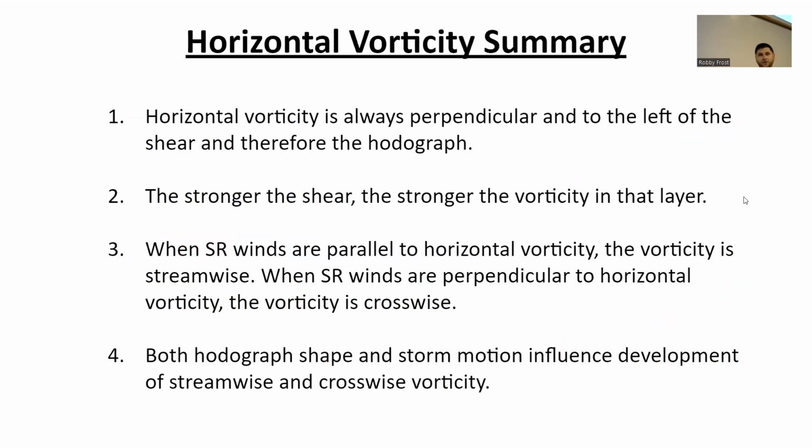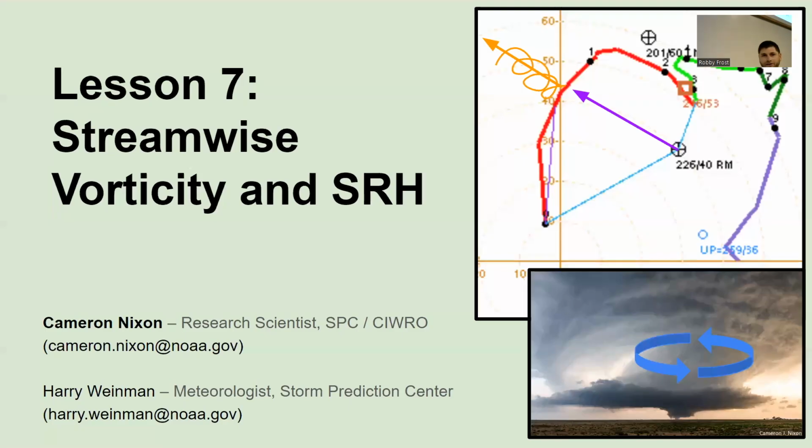Okay, a quick summary. The vorticity is perpendicular and to the left of the shear, therefore the hodograph. It's always the case. The stronger the shear, the stronger the vorticity. When the storm-relative winds are parallel to the vorticity, that's streamwise. That's like throwing a football in a nice spiral. And the opposite is when it's perpendicular to the vorticity, that's crosswise. Both the shape of the hodograph and the storm motion influence this streamwise versus crosswise vorticity.